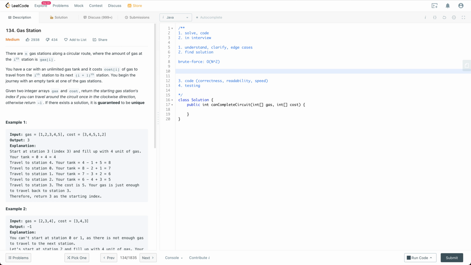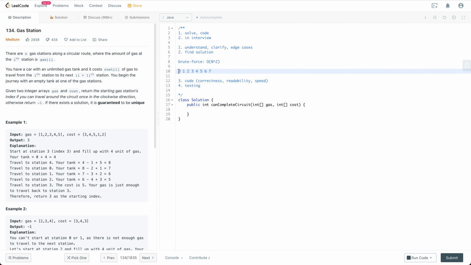Let's say we have 8 gas stations, indexed 0, 1, 2, 3, 4, 5, 6, and 7. Let's say we can successfully travel from 0 to 3. But when it comes to going from 3 to 4, we cannot successfully travel from 3 to 4. So we can travel all the way from 0 to 3, but when it comes to 4, we cannot really get there. So do we actually need to restart from 1? The answer is no.